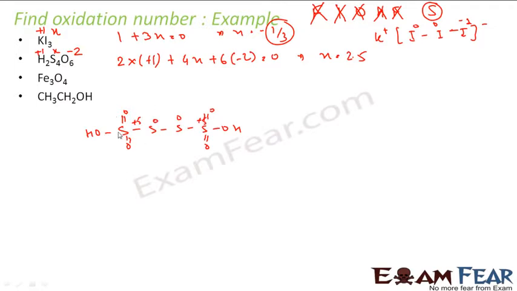Similarly for Fe3O4, let's apply the formulas. For oxygen, we can apply the rule, so it becomes minus 2, and iron becomes X. So this becomes 3 into X for iron plus 4 into minus 2 for oxygen, and this is 0. You get X is equal to 8 by 3.